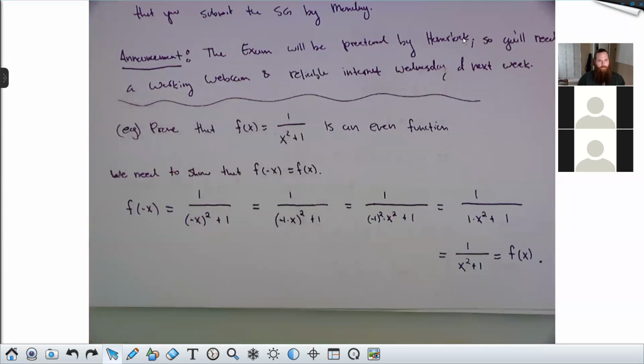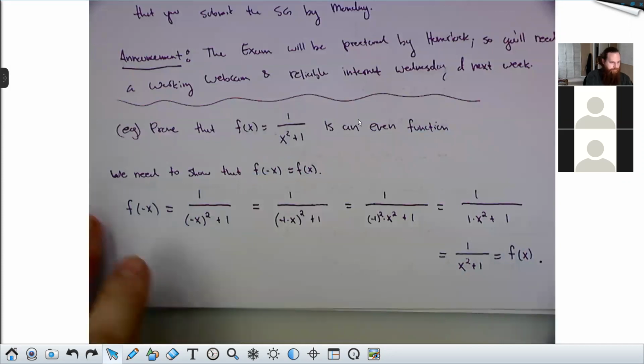All right, so this is what a good solution to a problem like that looks like. We have to do the full formula, can't just plug in a number or two. And we have to show that that formula for f of -x simplifies to the original. That's how you would show that a function is even. Because we're trying to show that this formula is true for this function. Okay? All right.